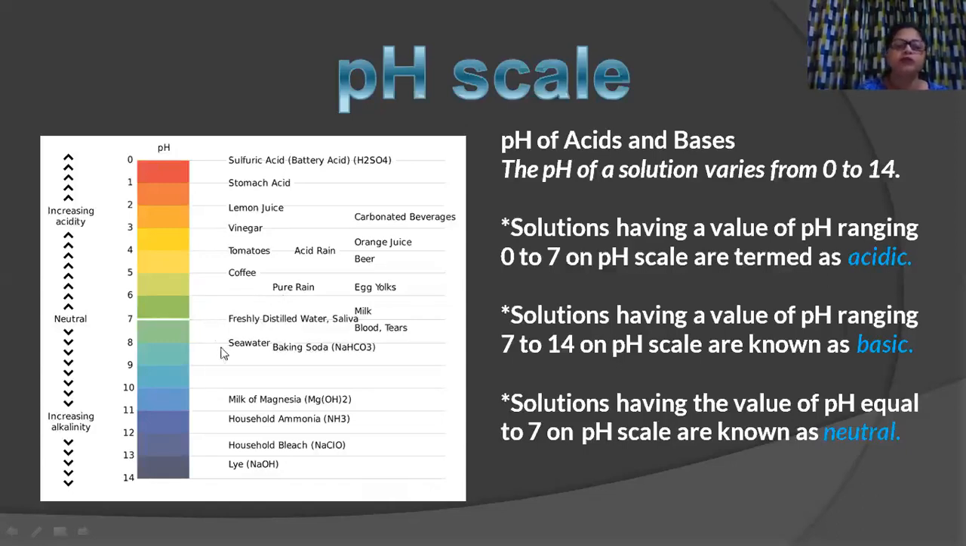When we go above 7, there is seawater or baking soda, these are some alkaline mixtures or alkaline salts where pH belongs to between 8 to 9. Below that, it is milk of magnesia, which is antacid. Its pH value is around 10 to 11. Household ammonia, for cleaning purposes we use it. It has the value between 11 to 12. Household bleach is having value from 12 to 13. And the most strong base, that is sodium hydroxide, lies at the end of the pH scale with the pH value 14.